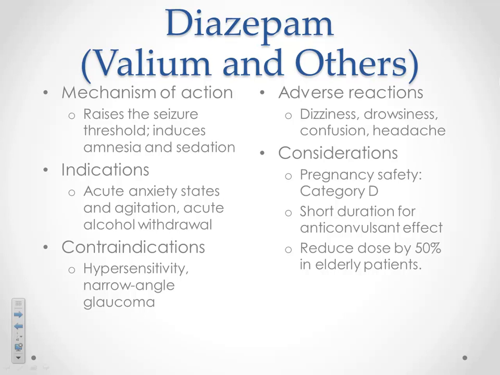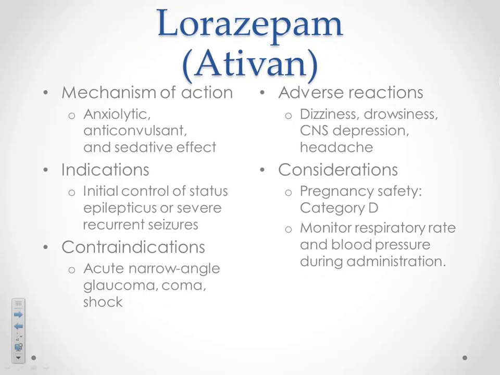Ativan, same thing. Mainly just used for seizure control. How much Valium do you think you give? Right off the top of your head, does anybody know? Dose of Valium? 5 to 10. What about Ativan? 1 to 2. Valium's 5 to 10, Ativan's 1 to 2. Milligrams, that is.